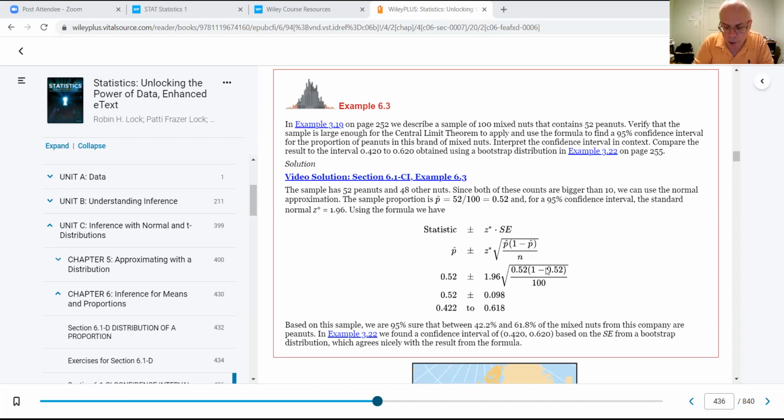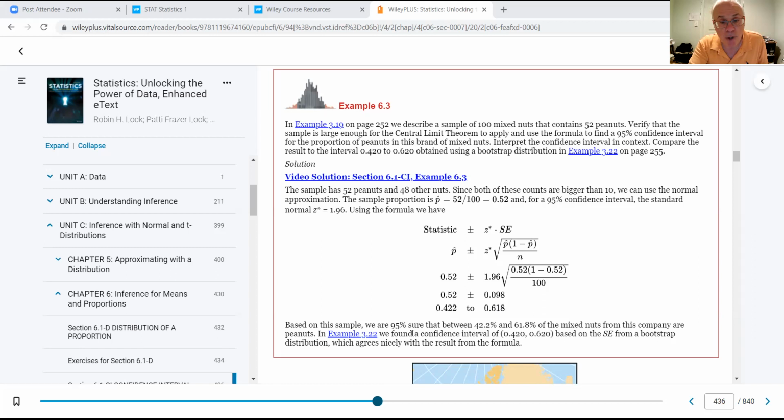Now, I'm going to show you how to do this with your calculator. All right, this is important. So I want to show you how to create with your calculator this actual confidence interval. Once we add and subtract 0.098 from 0.52, we're going to get this interval here. So 0.52 minus 0.098 is 0.422. 0.52 plus 0.098 is 0.618. So our 95% confidence interval is between 0.422 and 0.618.